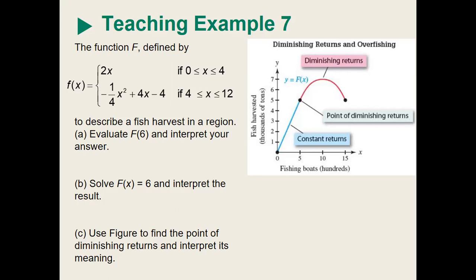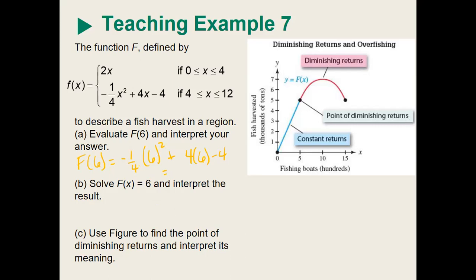So what we have here is evaluate f of 6 and interpret your answer. If I want to evaluate f of 6, which is saying 600 boats, what do I get? Well, which interval am I going to evaluate that on? The second interval, right? Because 6 falls between 4 and 12. So I'm going to substitute that in. I have -1/4 times 6 squared plus 4 times 6 minus 4.